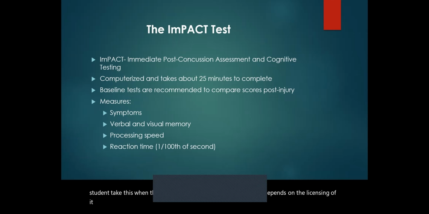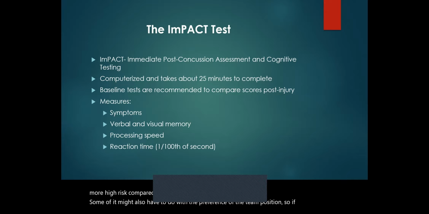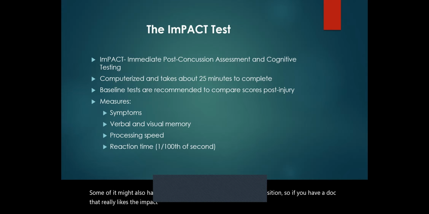So the way that this works is that it might be free for the first 100 athletes, but then after that, there's an additional cost. So the school might have to choose who they test and who might be more high risk compared to others. Some of it might also have to do with the preference of the team physician. So if you have a doc that really likes the impact test, they might want everyone to take it.